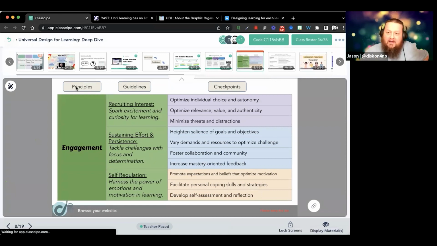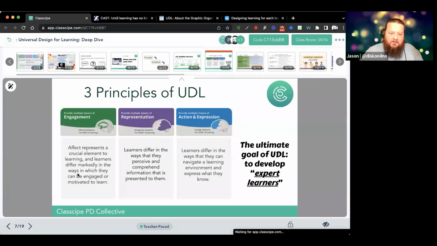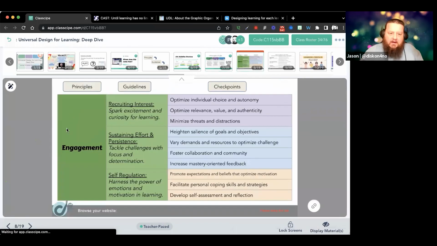So I've gone and labeled these so you would know what we're talking about. So as I mentioned here, there's the engagement level. Engagement is the principle. The guidelines are here. So we've got recruiting interest, sustaining effort and persistence, and self-regulation. And then the checkpoints. And I've color-coded them so that you can see where they fall. Okay, so recruiting interest has these 3 different strands or checkpoints. Sustaining effort and persistence has these 4 checkpoints. And then self-regulation has these 3.